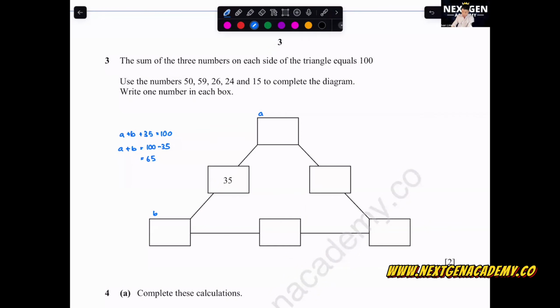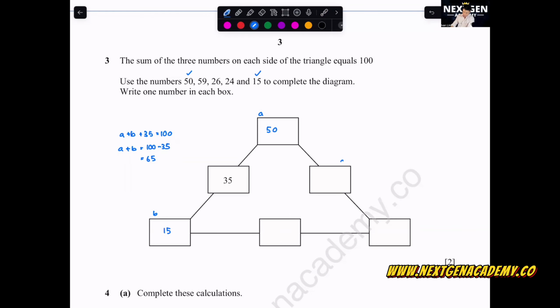Are there any other numbers that will add up to 65? No, right? So we put 50 and 15. The position doesn't matter at first. So we can take here, we already selected 50 and 15. Now we can go over here. Let's try this one.